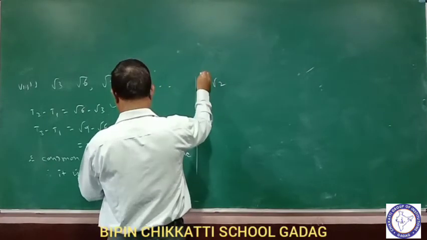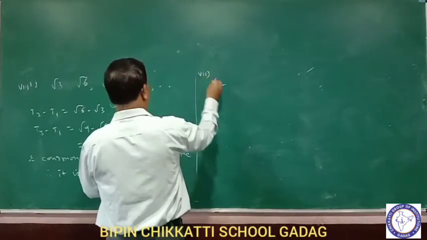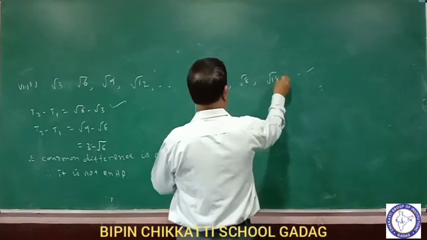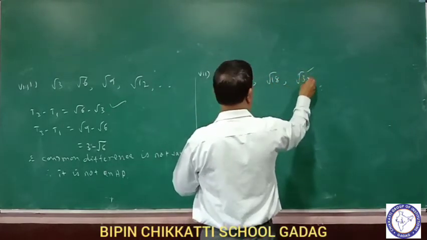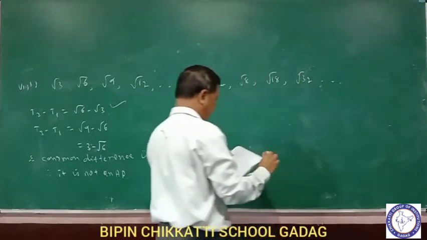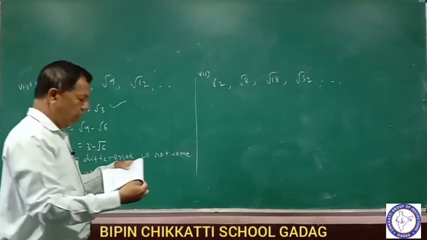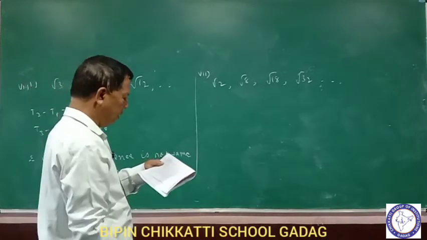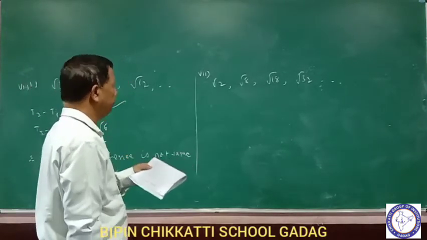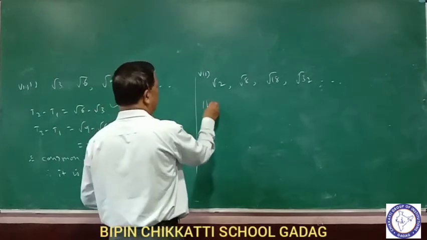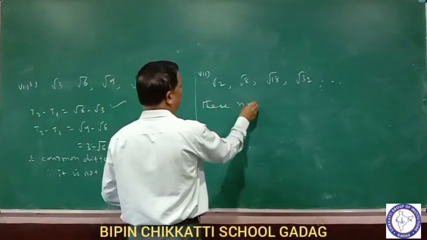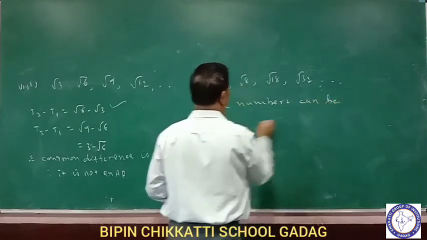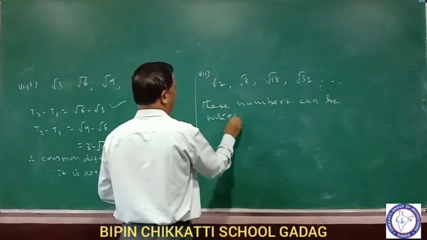Root 2, root 8, root 18, root 32. So how to find out the common difference? These numbers can be written accordingly, and we have to write the results here. So you tell me, these numbers, for your convenience, can be written how?